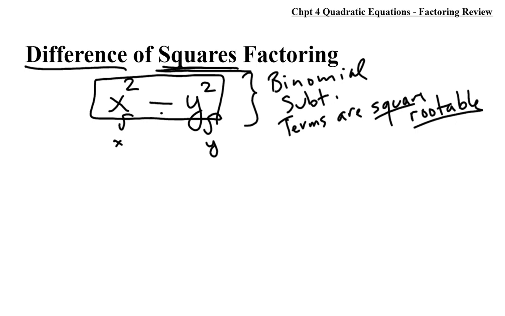So recognize it and you're good to go. Two terms, check. Being subtracted, check. Is each term square rootable? What do I multiply by itself to get x squared? Well, an x. What do I multiply by itself to get a 4? I don't worry about the negative right now. What do I multiply by itself to get 4? It's a 2. If I have a binomial being subtracted, each term is square rootable.